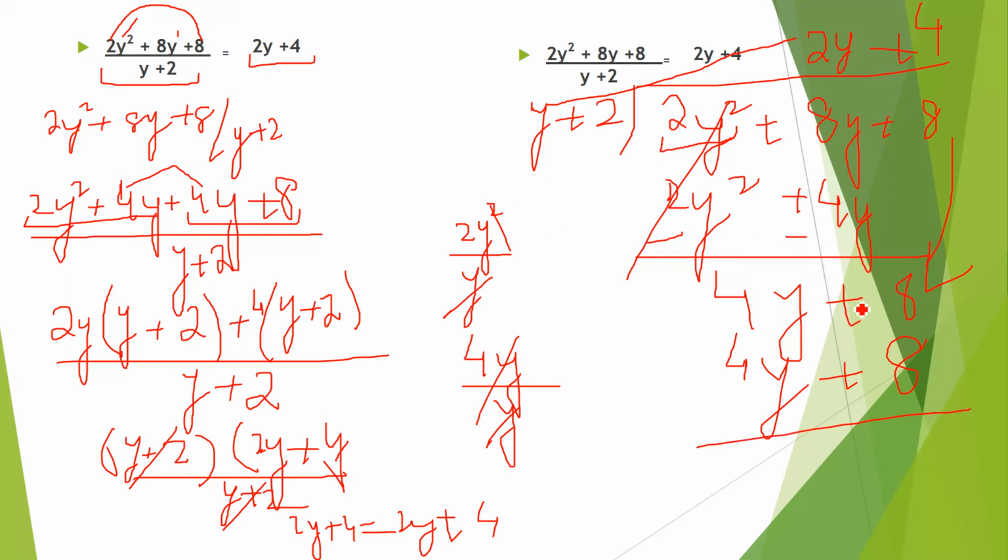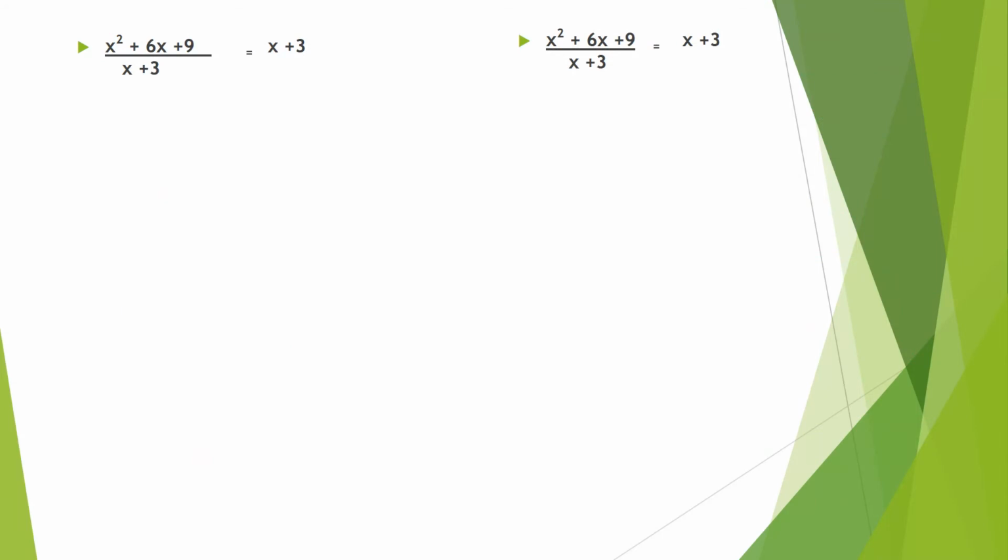So in this case, now this is the dividend. Minus, minus. This will cross out. So what was the question? 2y² plus 8y plus 8 divided by y plus 2 should be equal to 2y plus 4. So see, this is our quotient and this is the answer. We proved that this divided by this equals 2y plus 4. We got the same answer by using the factorization method as well as the division method. We will solve one more question, so in this way your concept will be more clear.